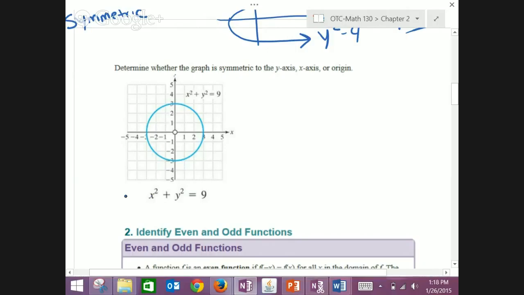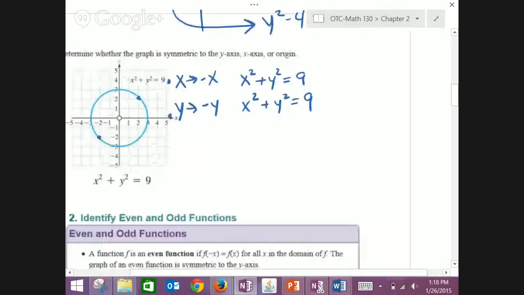But here, if we want to talk about symmetry, this is symmetric with respect to the y-axis, the x-axis, and the origin, right? For every point (2, 2), there's a (-2, -2). A way to show that is if I replace x with minus x, I still get x squared plus y squared equals 9, right? Because minus x squared is x squared. If we replace y with minus y, I still get x squared plus y squared equals 9. I get the same thing. If you can do both, it's symmetric with respect to the origin.